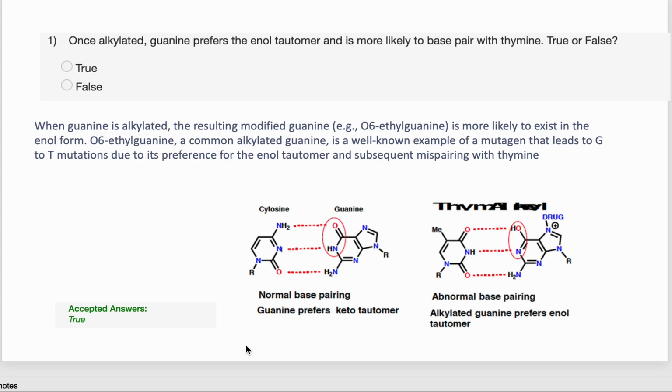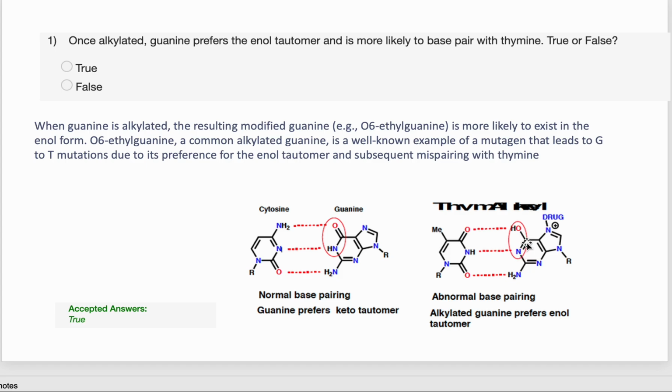So it's keto and enol. Once this keto becomes enol, it becomes OH, double bond, and this OH. This is the keto form. This is the enol form. So when guanine is alkylated, the modified guanine, that is, this one, ethyl guanine, is more likely to exist in enol form, this one, because this is much more stable for it.